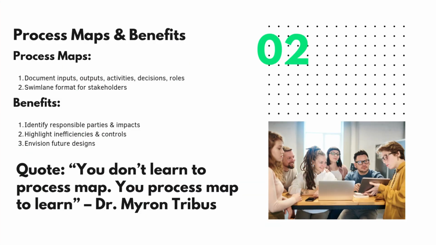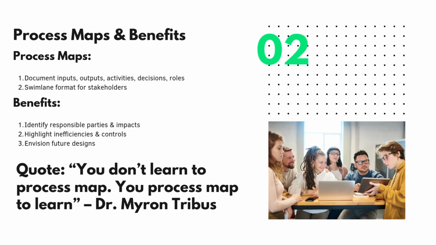Now, let's dive into process maps, a specialized type of system diagram we touched on earlier. A process map visually documents inputs, outputs, activities, decision points, and roles, often using a swim lane format where each lane, horizontal or vertical, represents a stakeholder, whether internal, like a manager, or external, like a supplier. This layout makes it easy to see who's accountable at each stage.